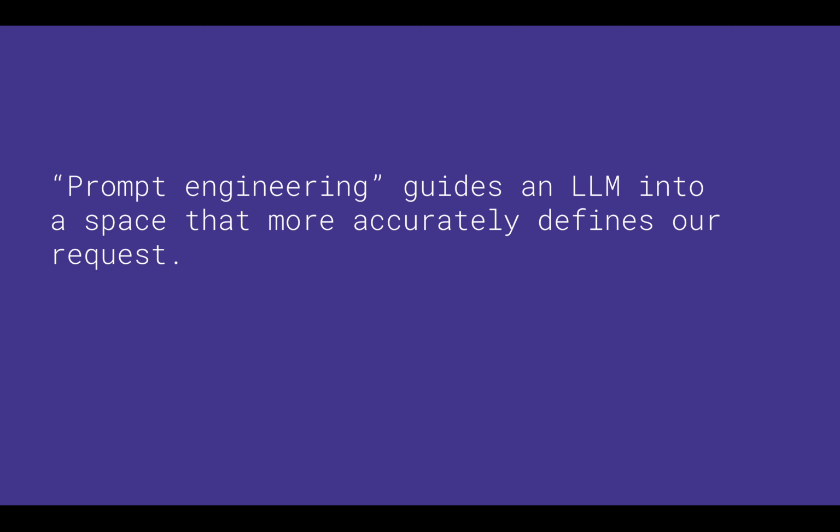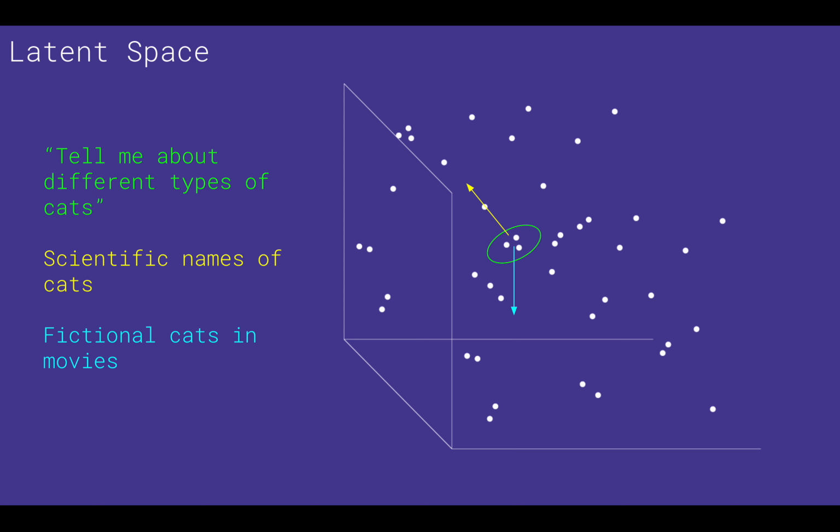So let's take a look at an example here. If I ask, tell me about different types of cats, just telling ChatGPT this very generic concept, well, that is quite generic, right? So part of the model might look for scientific names of cats, and maybe that's on this angle. Fictional cats in movies might be another way to approach this.